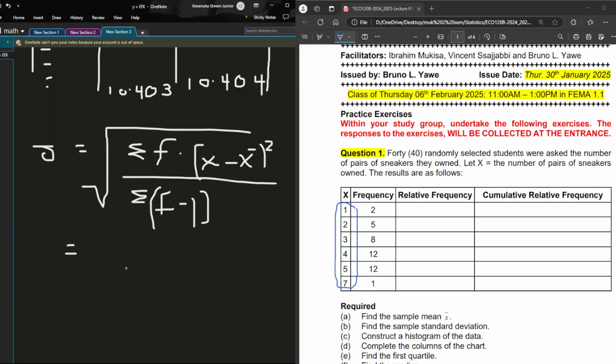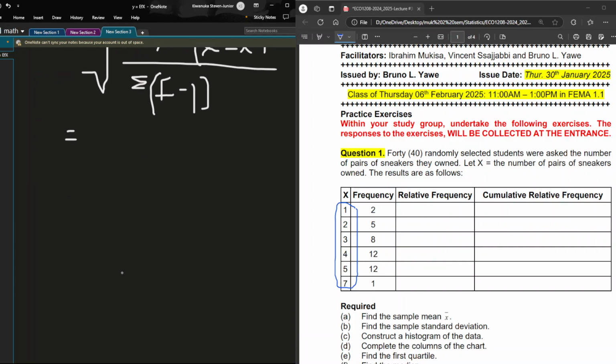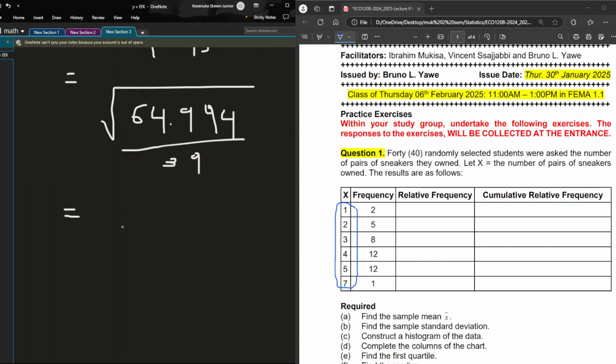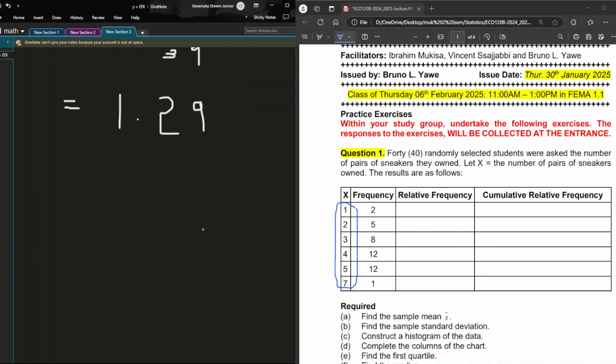So we get square root of 64.994994 out of 99. I think still that takes us back to the emphasis I stressed about, that grouped data and ungrouped data will always differ in formulas. So we land on 2.29 as our standard deviation.